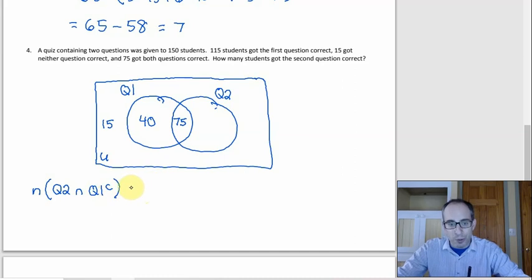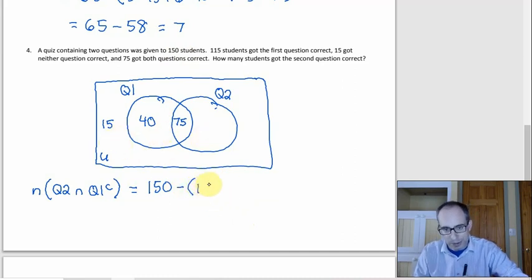And we know there's a total of 150, right? And this is the only option that's not covered. Because we have both, we have neither, we have Q1 but not Q2. Now we need Q2 but not Q1, right? That's the only piece that's missing. So 150, since that's the total, it says it in the first sentence, given to 150 students, minus what you get when you add the rest of those up. So 15 plus 40 plus 75.